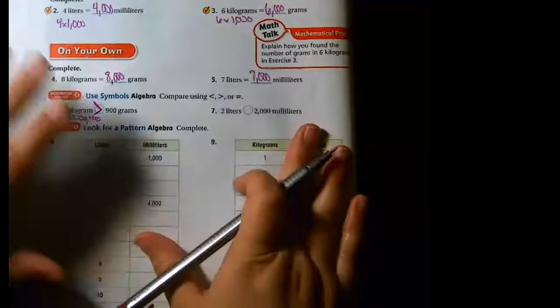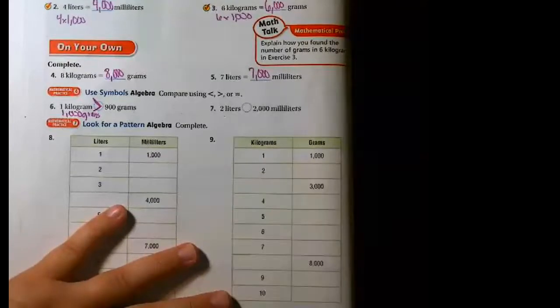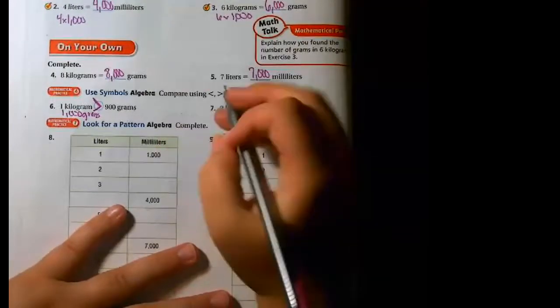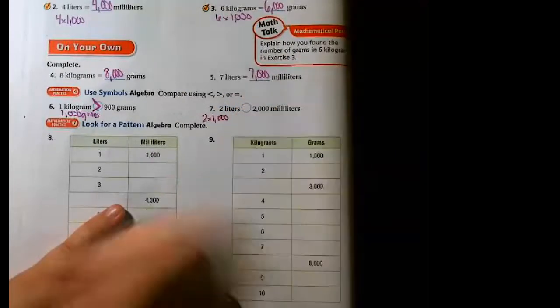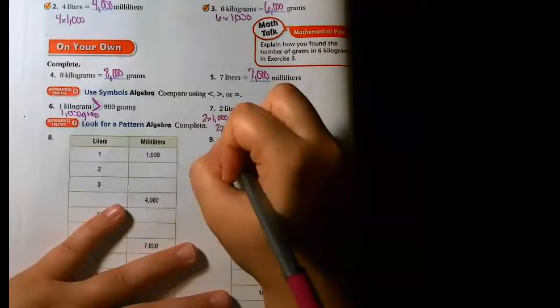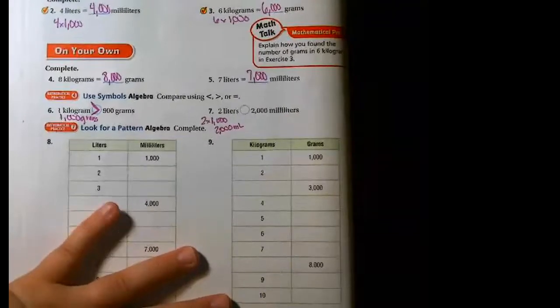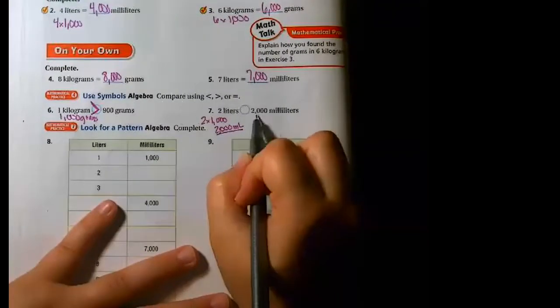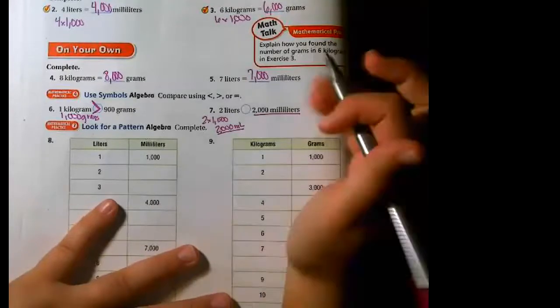All right, in our next one, we have 2 liters and 2,000 milliliters. To get from liters to milliliters, we need to multiply by 1,000. So I would do 2 times 1,000 equals 2,000 milliliters. So we have 2,000 milliliters and 2,000 milliliters. What does that make these? Great, equal.